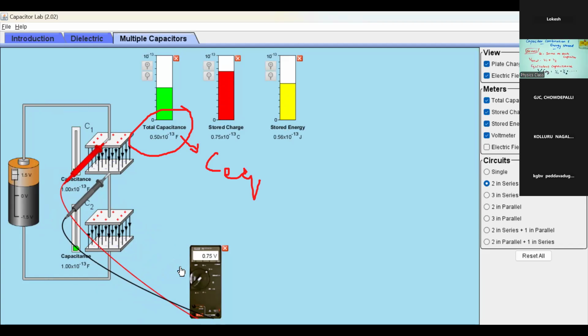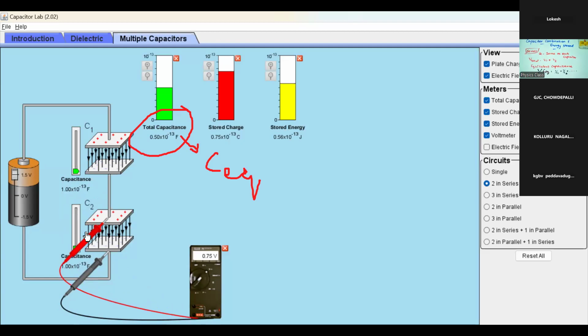Right. So now that 1.5 volt is the battery voltage. But here you can see that 0.75 volt is the voltage on the first capacitor, as well as in the second capacitor; the voltage value is the same, 0.75. Clear? That means the voltage splits, because 1.5 divided by 2 gives 0.75 volt.